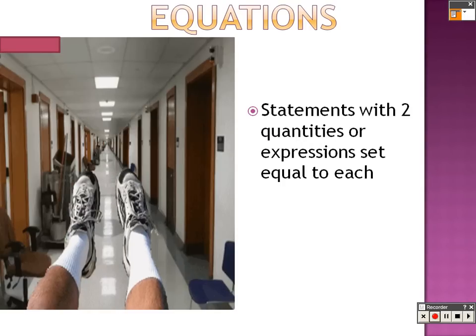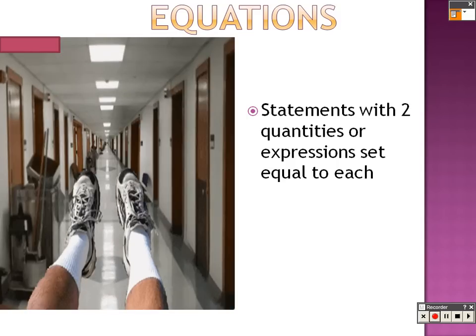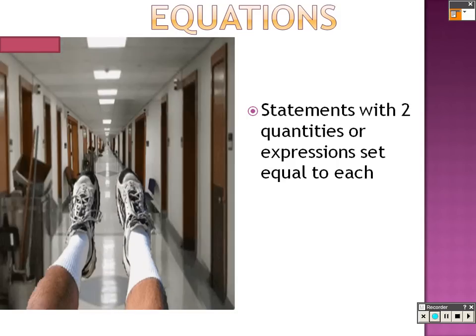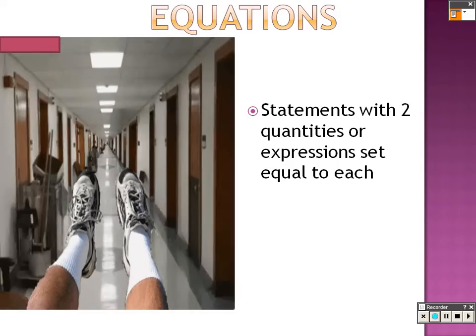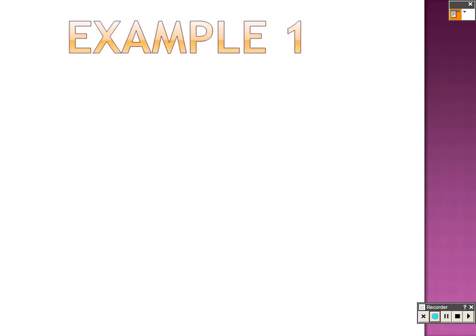Equations are statements with two quantities or expressions set equal to each other. That's pretty self-explanatory. We all kind of know what an example is. So we're going to start off small and then work our way up. Now, we all know what this is, and we all know how to solve these.